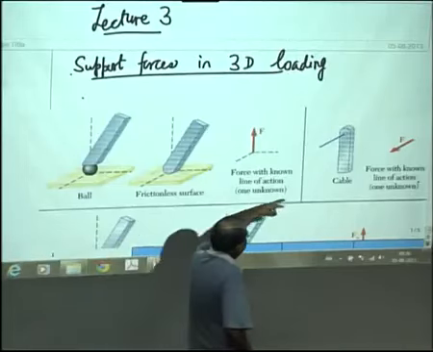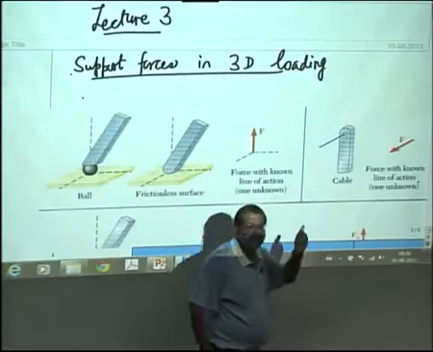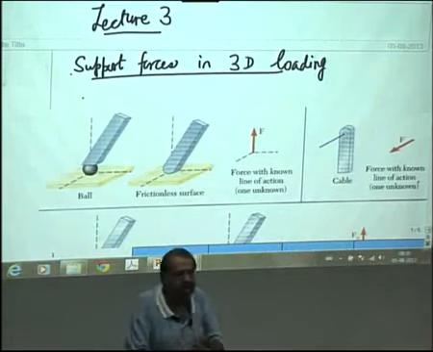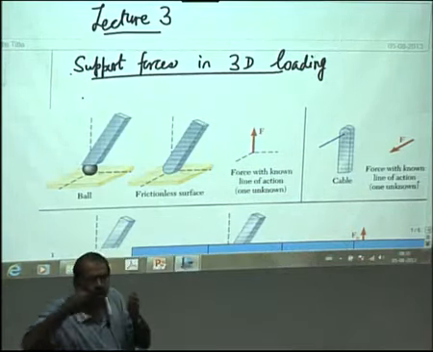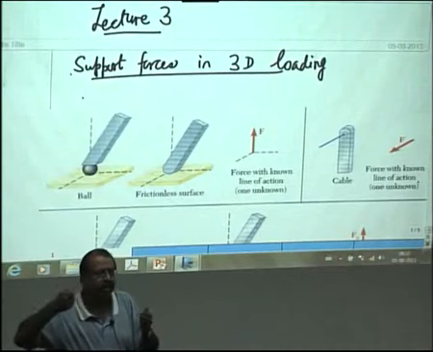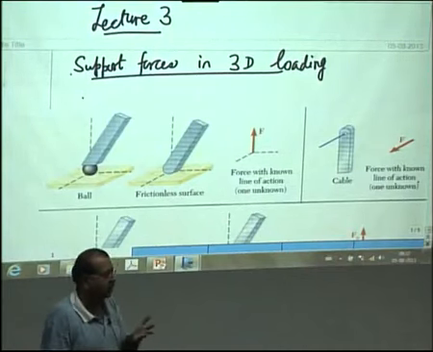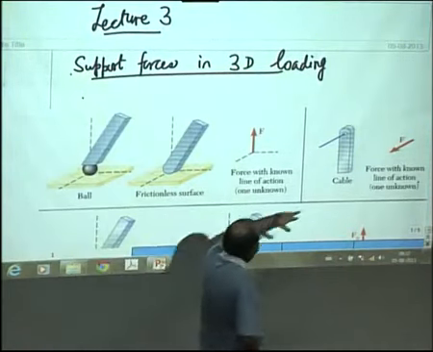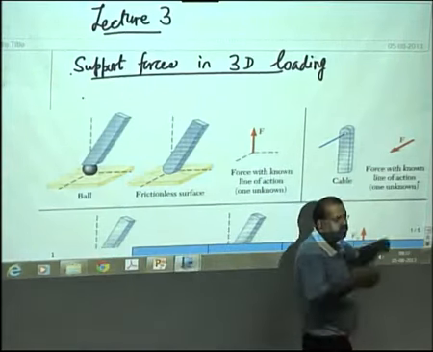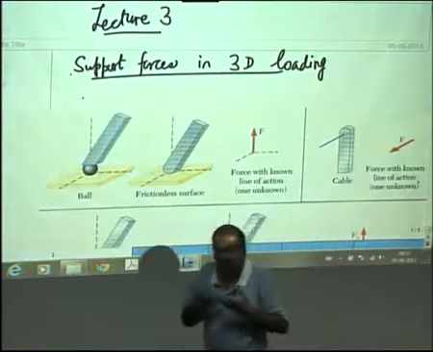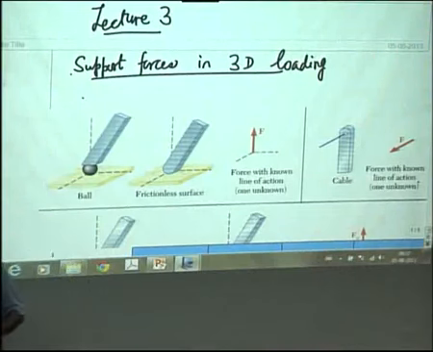A similar case is the cable, which we have seen in 2-dimensional and also in 3-dimensional cases. If there is a cable which is pulling a body, then we have a single force acting along the direction of the cable. So, again the number of unknowns here is only 1, because the direction of this force is known to us from the geometry of the problem. Let us move ahead.